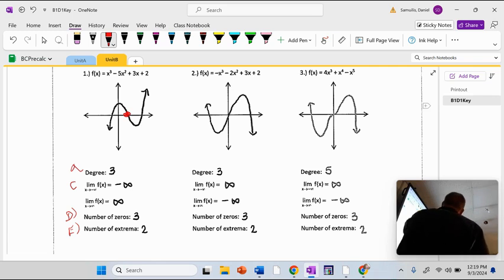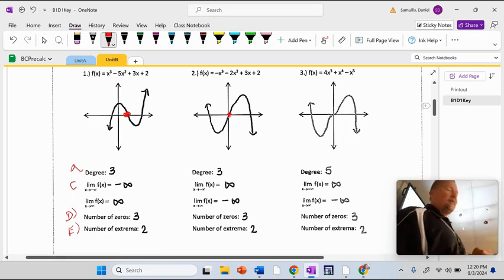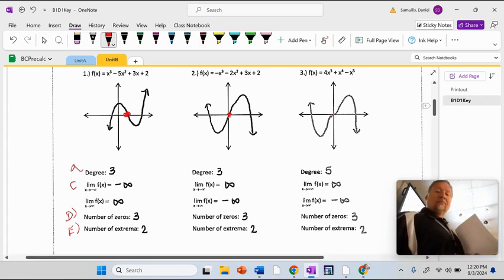But what is a point of inflection? It's when it changes from a bowl facing down to a bowl facing up. So that's a really good estimate of where that point of inflection is. You could possibly say that point of inflection is at 0, 0. That's a good guess. And then same thing with this one.